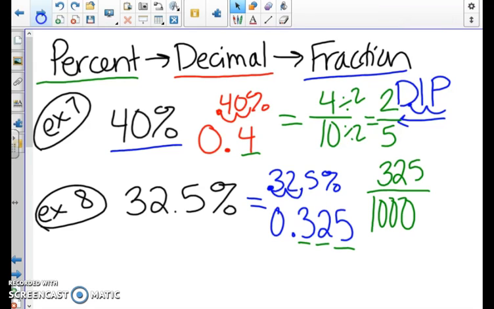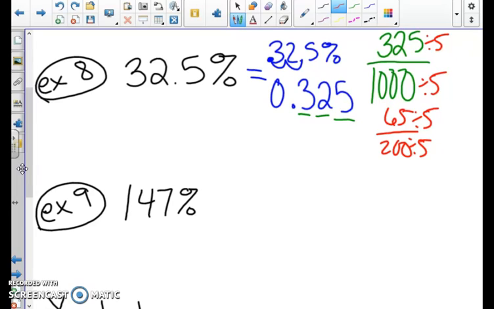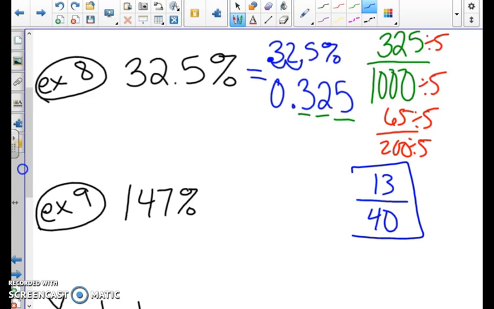Thousandths. Now, they're both ending in a 5 and 0. If something ends at 5 or 0, it's divisible by 5. So I know I can divide top and bottom by 5. So in your calculator, 325 divided by 5 is 65. 1,000 divided by 5 is 200. Once again, I can divide top and bottom by 5 because it ends in a 5 or a 0. And then 200 divided by 5, oops, I did times. 200 divided by 5 is 40. And that is fully reduced.